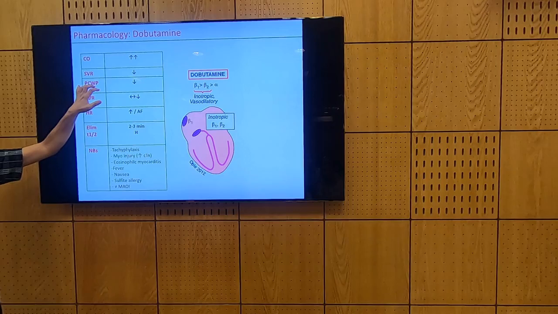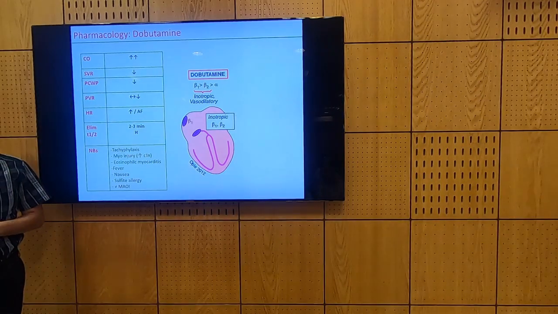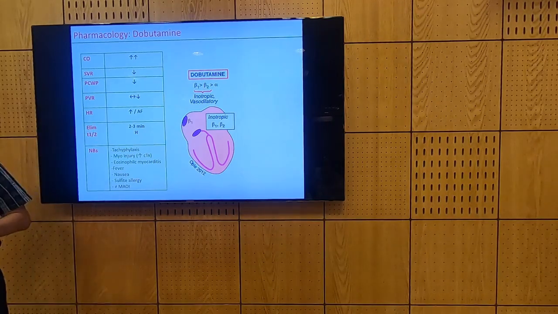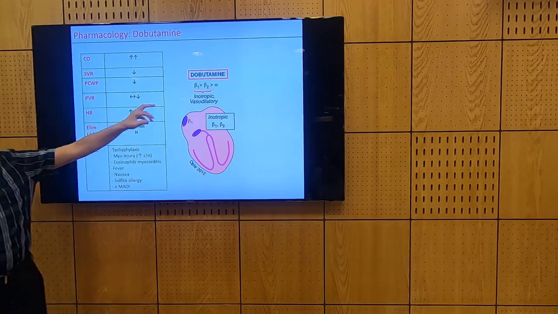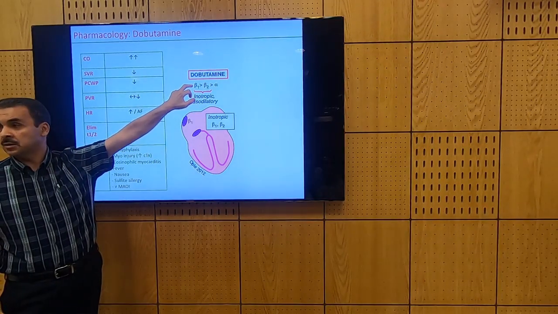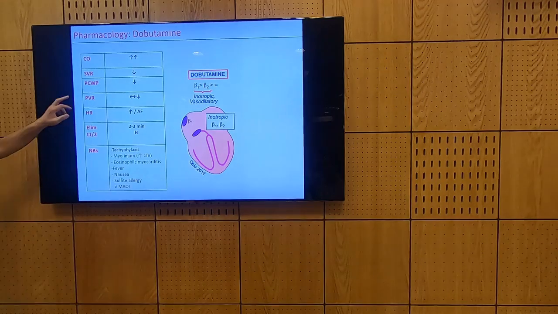It decreases the pulmonary capillary wedge pressure, with vasodilation. And by stimulation of beta 1, you have a lusitropic action. You improve the diastolic function of the heart, so you improve the filling characteristics.